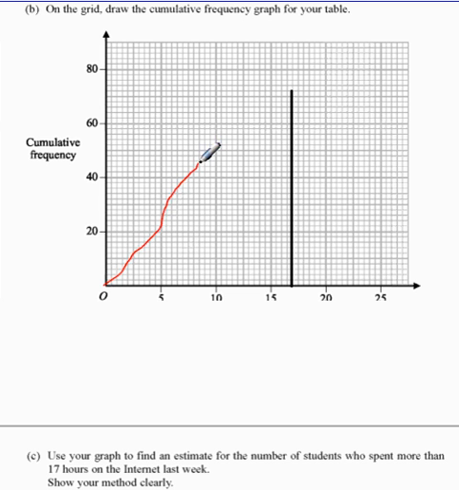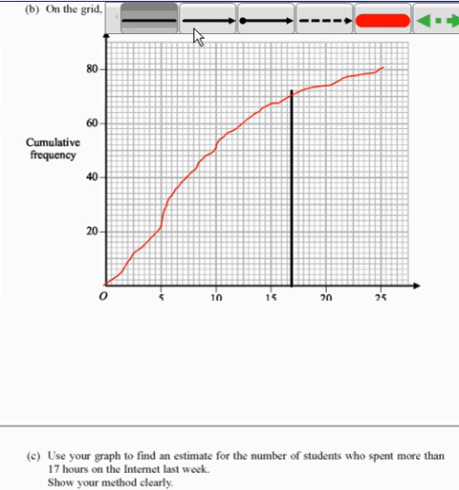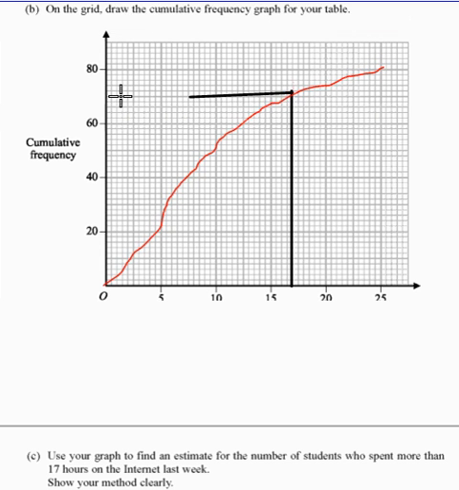It went through 50, and then 64, and 74, and 80. So we draw a line up from 17 to the graph and read off the cumulative frequency, which is, let's just say, about 71. So that tells us that 71 people spent up to 17 hours, but of course we want people who spent more than 17 hours. So whatever your cumulative frequency is, that tells you how many people scored up to that value.